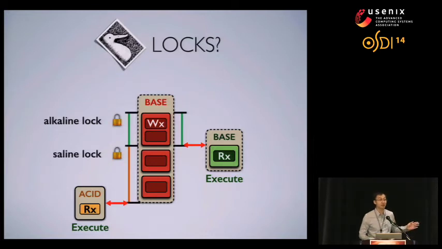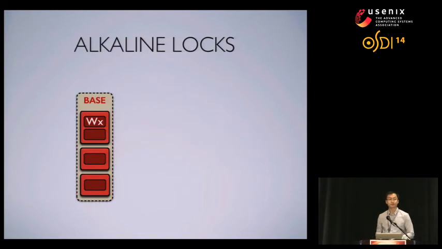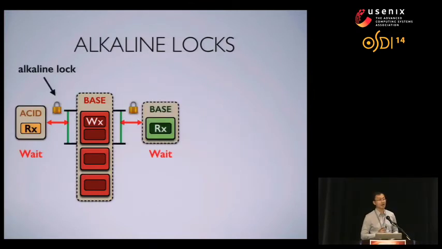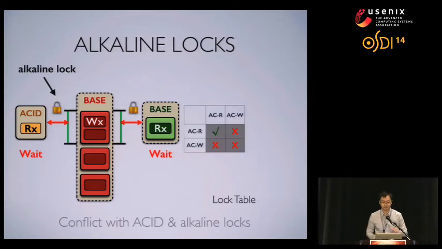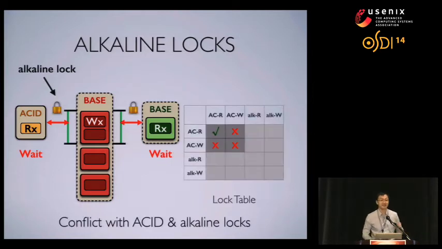Let's look at these new locks in a little more detail. First, alkaline locks. The mission of alkaline locks is to protect alkaline transactions from both ACID and base transactions. So the alkaline lock should conflict with both ACID locks and alkaline locks. As a result, the extended lock table looks just like the original ACID lock table. All ACID and alkaline locks conflict with each other unless both of them are read locks.